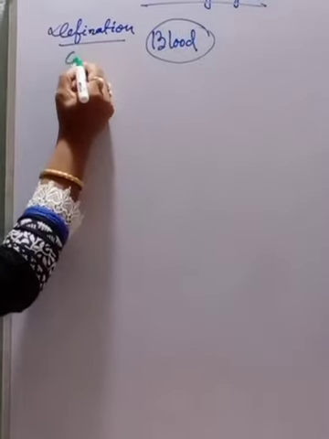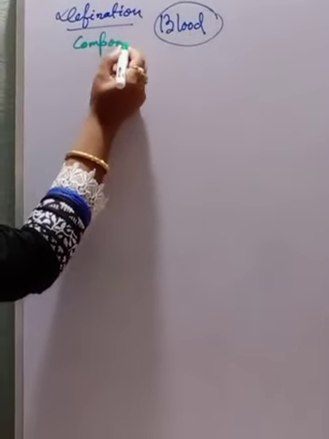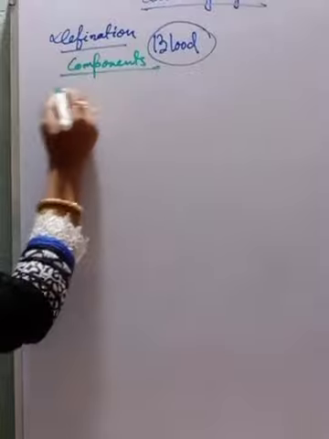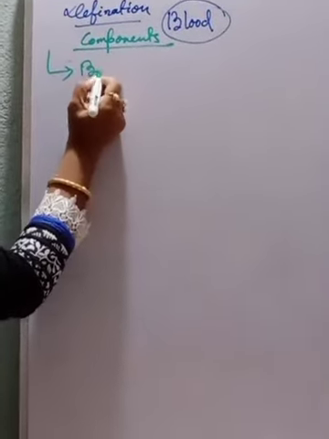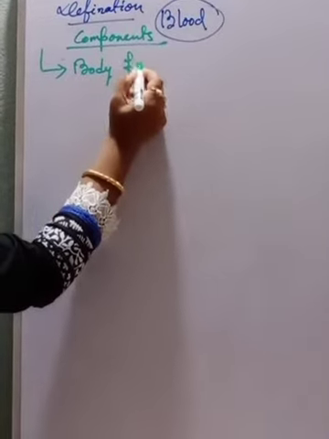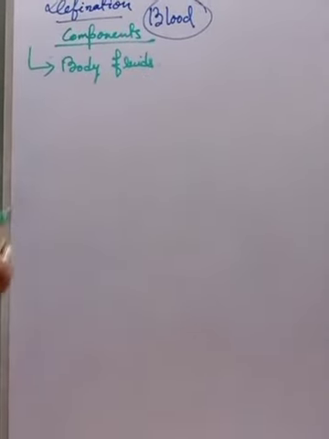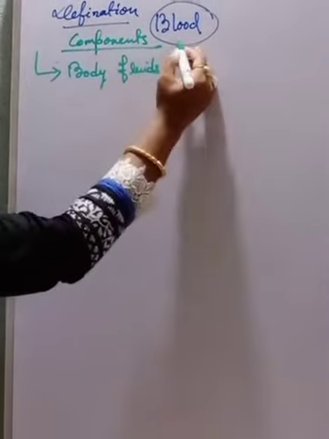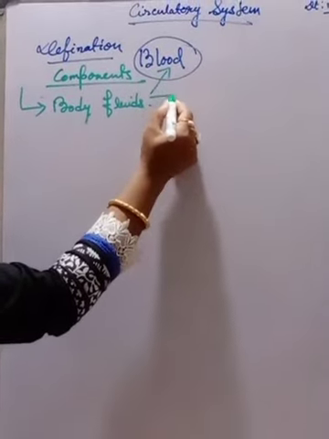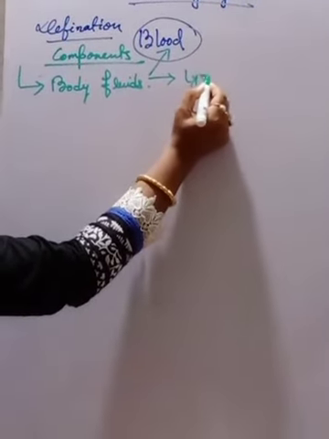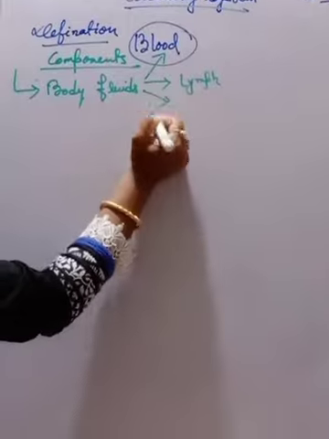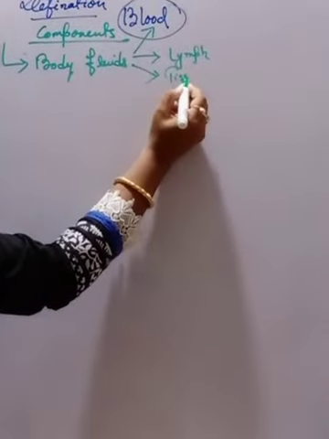Now, if I come to the components of the circulatory system, here we have 3 main components. What are the 3 main components of the circulatory system? Let me write it down. The 3 main components of the circulatory system are, number 1, the body fluids. Under the body fluids, we have number 1, the blood. Number 2 is the lymph. And number 3 is the tissue fluid.